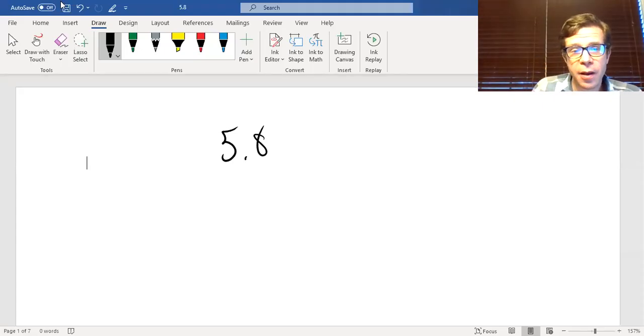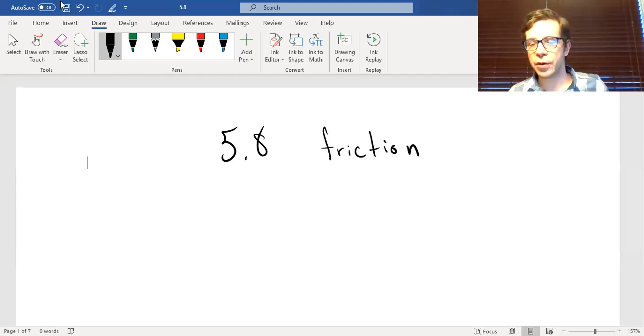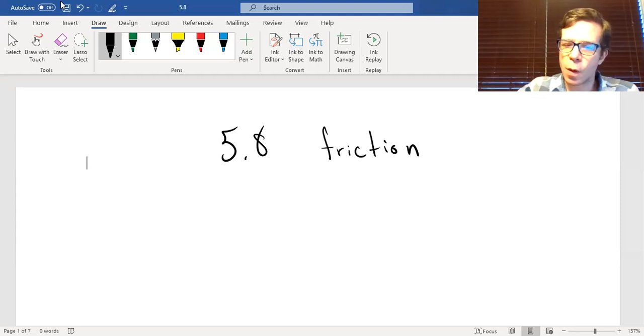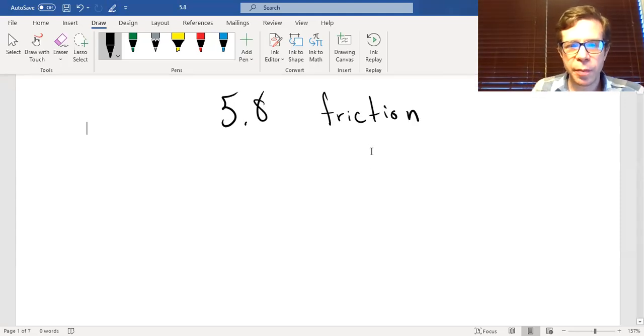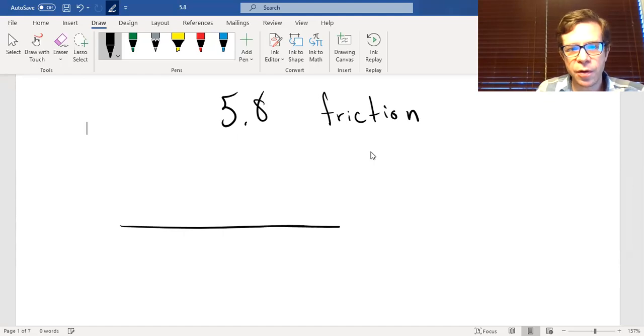All right. Up until this point, we've been saying no friction, no friction. We're ignoring friction. 5.8 talks about friction, so we can now start using friction. So the first thing we want to talk about is consider a situation here.